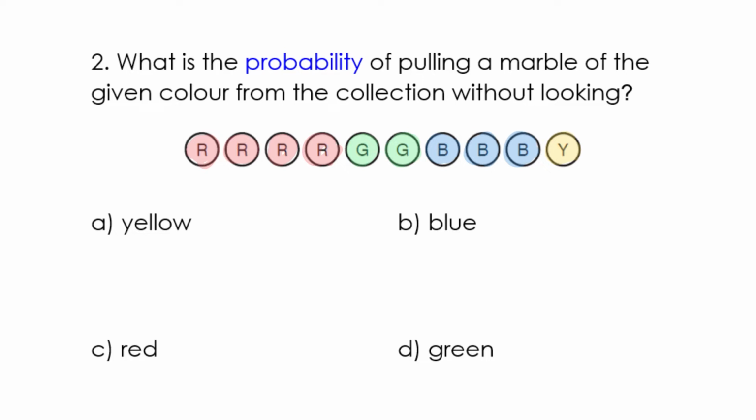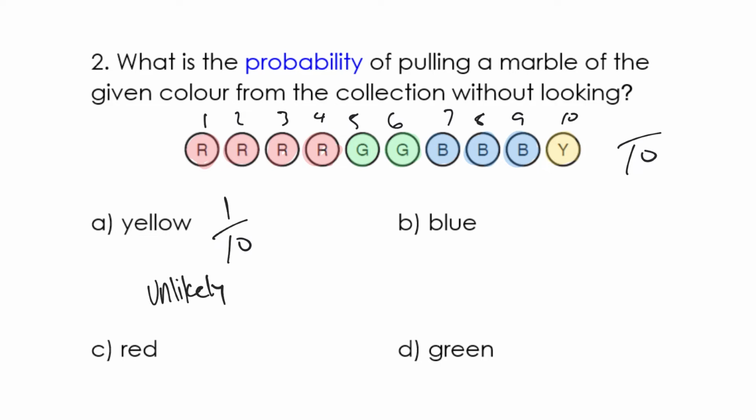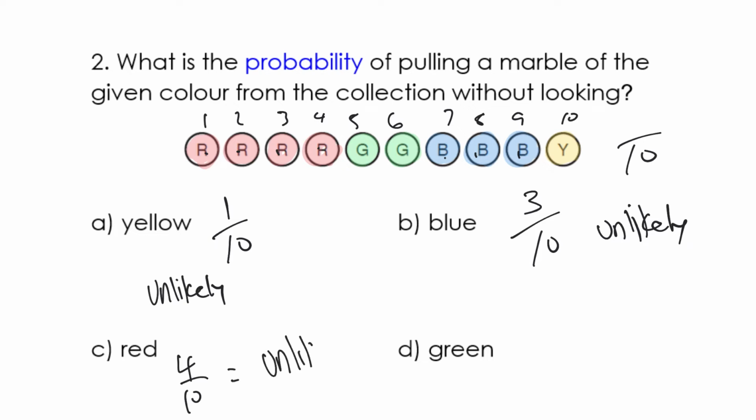So first thing you need to do, what I recommend that you do, is to count how many options there are. 1, 2, 3, 4, 5, 6, 7, 8, 9, 10. There are 10. So I like writing this on the side. So for yellow, I know there's 10. There's 1 yellow. That makes it unlikely. Blue, we know there's 10. And we have 1, 2, 3 blues. Again, unlikely. Red, 1, 2, 3, 4. 4 over 10. It's also unlikely. And green is 2 over 10, also making it unlikely.